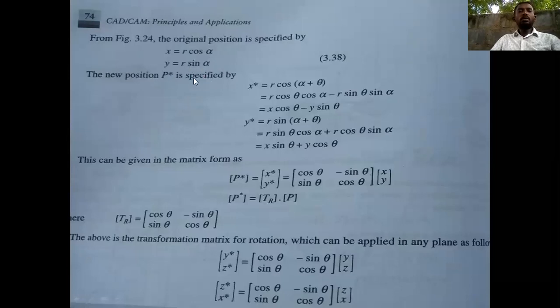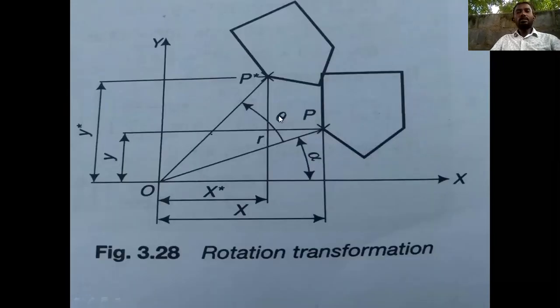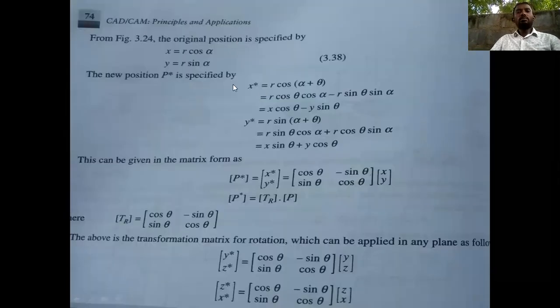So the new position P is specified in the same way. For the reflecting angle, it is alpha plus theta, so we write the same equation. x dash equals r cos of alpha plus theta. We can simplify this using the formula: cos of alpha plus theta equals cos theta cos alpha minus sin theta sin alpha, so r cos theta cos alpha minus r sin theta sin alpha.